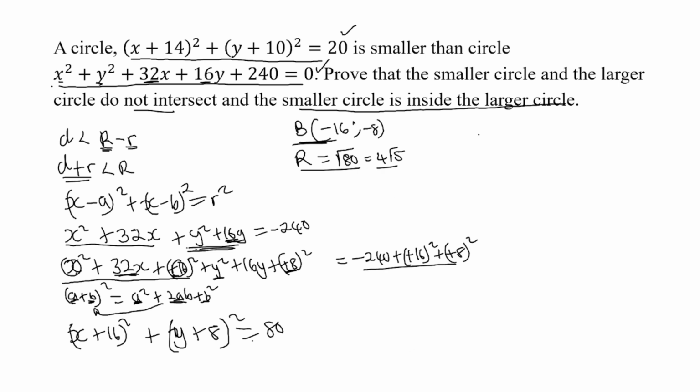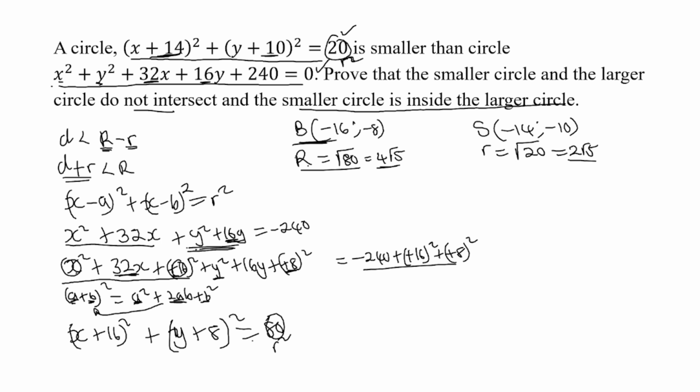And then for the smaller circle, let's call it S. The coordinates of the center will be negative 14 and negative 10, like that. And then the radius is going to be the square root of 20, which is equal to 2 root 5. Because remember, this is like r squared. So to find r, we square root both sides. And then we get our r, okay?